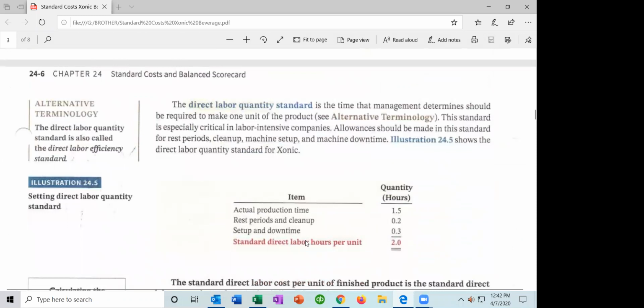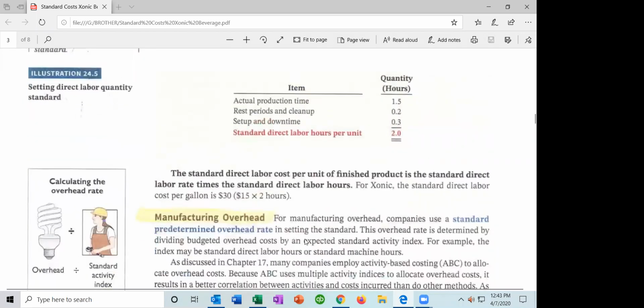Goes on to say here, how much time should it take? Direct labor, quantity standard, an hour and a half to produce it. They allow for some setup and downtime as well as rest periods. It should take 2 hours to make one of these products.